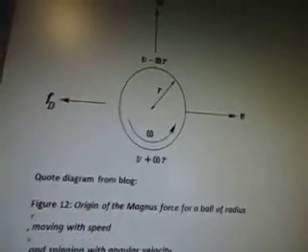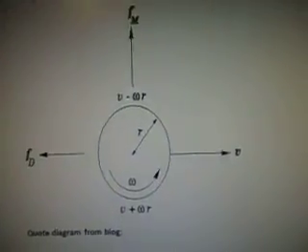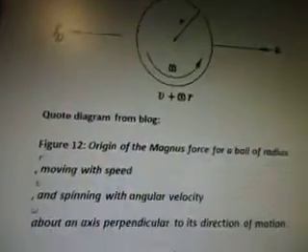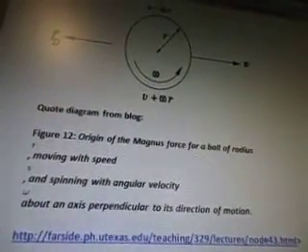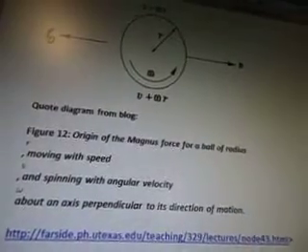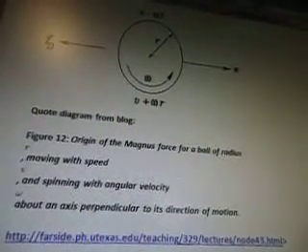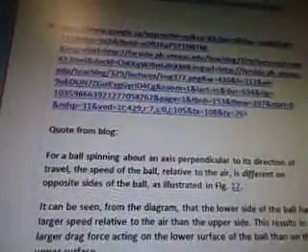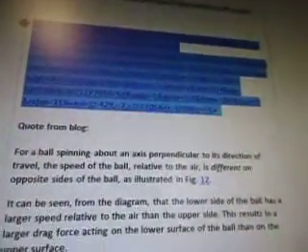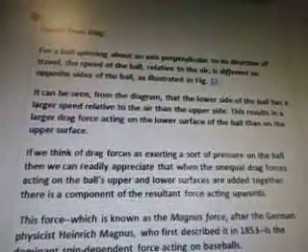Okay, so the keyword Magnus force, I looked it up to see what it was, and here's a graph here, and it says a quote diagram from the blog. Figure 12, origin of the Magnus force for a ball of radius r, moving with speed v and spinning with angular velocity w and an axis perpendicular to its direction of motion. Okay, so that's from farside.ph.utexas.edu. It was a Google link as well, so I don't need that. I don't need 2 links when I post it. So I'm going to quote from a blog.